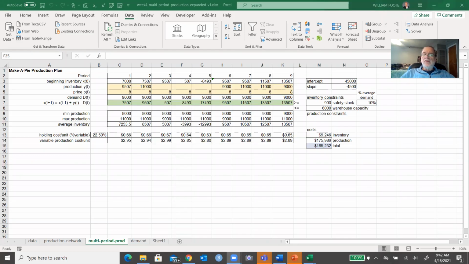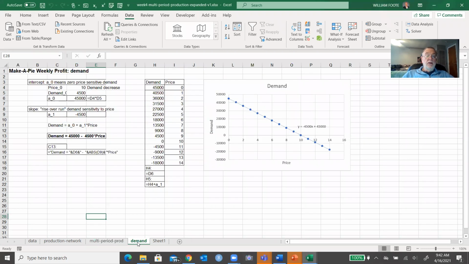And let's remove this. Yes, it's 9:52. Finally getting to this. Okay, this is where I've gotten to so far. I don't know that this is going to work. Usually it does. The first thing I did was I dropped the demand analysis from week 2 into my multi-period production. I'll call it expanded version 1.